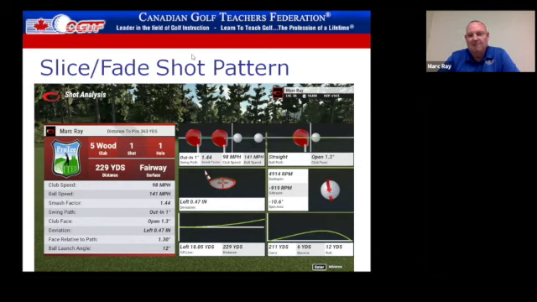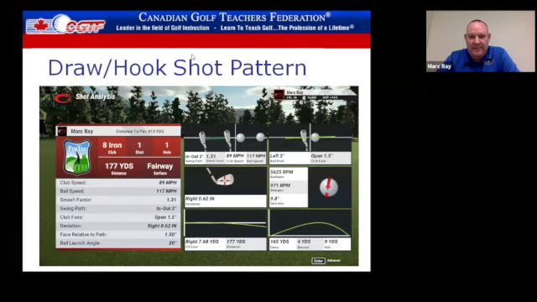Knowing your ball flight laws, when they hit that slice, you know that the club face is open. That's the simple reality to it. Okay, so now we're going to look at the opposite shot.